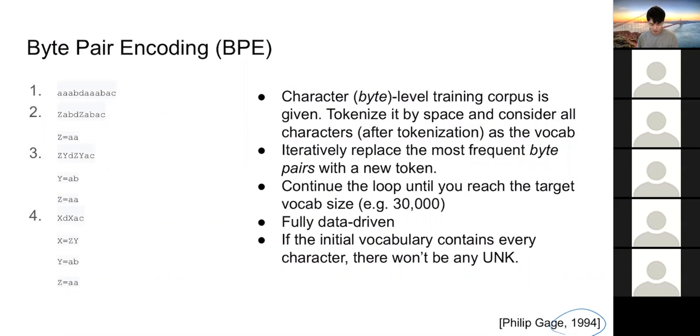It was until 2015, 16 that people were still using super complicated tokenization methods. I'm not saying these are bad, actually, especially when the amount of data is relatively small, then these tokenization methods can be more useful.